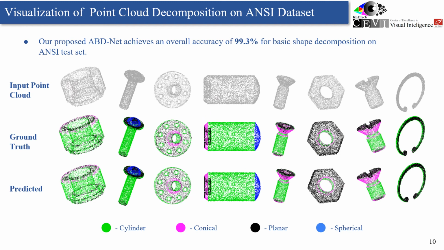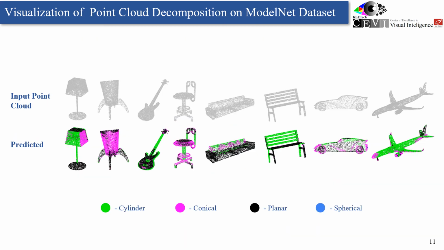Here are some visualizations of the results of basic shape decomposition using our proposed architecture on the ANSI mechanical component dataset. Our proposed model achieves an overall accuracy of 99.3% on the ANSI test set. Here, we show basic shape decomposition using our proposed model on the ModelNet40 dataset. Recall, ABD-Net is trained only on the ANSI dataset, yet it performs exceedingly well on this unseen data. Also, the object shapes are totally diverse between the two datasets, showing generalizability of decomposition.